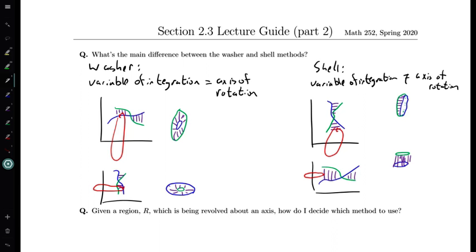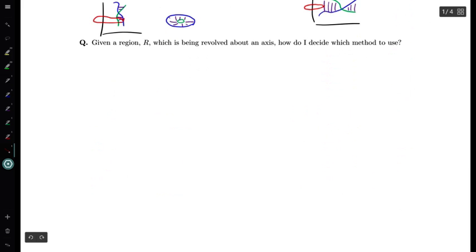So with these primary differences, that begs the question of how do I decide which one to use? Given that I know now the difference between the two, which one is better in which cases? And I want to first emphasize that there's no absolute rule for doing this. Sometimes you just have to try both and see which one works best. But there are some general guidelines that can be really helpful.